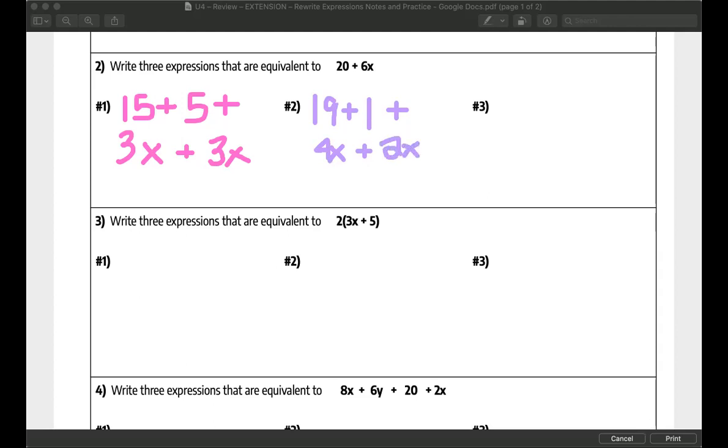And then let's again try that backwards, that reverse distributive property. So I'm looking at 20 and 6 to find a greatest common factor, or a number I can pull out. 20 and 6 both divide by 2. So let's say I pull the 2 out. What's going to go in my parentheses? Well, 20 divided by 2 is 10. 6 divided by 2 is 3. So 6x divided by 2 is 3x.